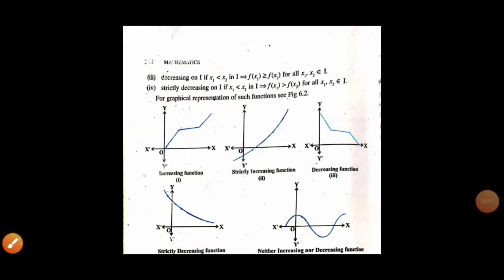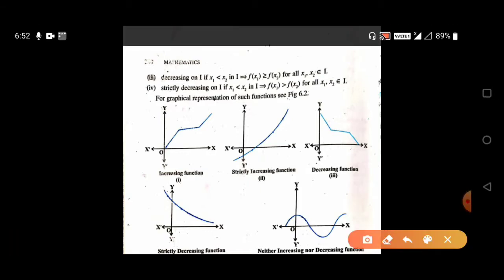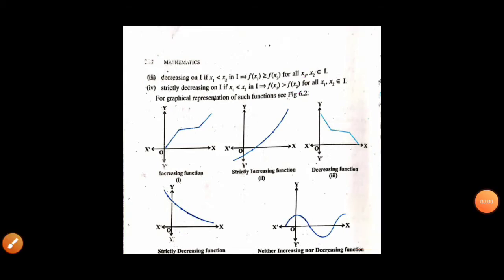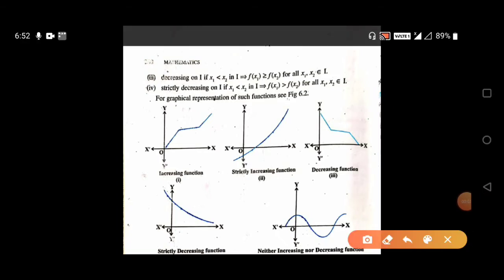Now for the decreasing function, if x1 is less than x2, then f of x1 will be greater than or equal to f of x2 for all x1 and x2 belonging to I. And for strictly decreasing, x1 less than x2, f of x1 is greater than f of x2 for all x1, x2 belonging to I. So in definition 1 we are not using differentiation. Some questions we can do using definition 1 also.